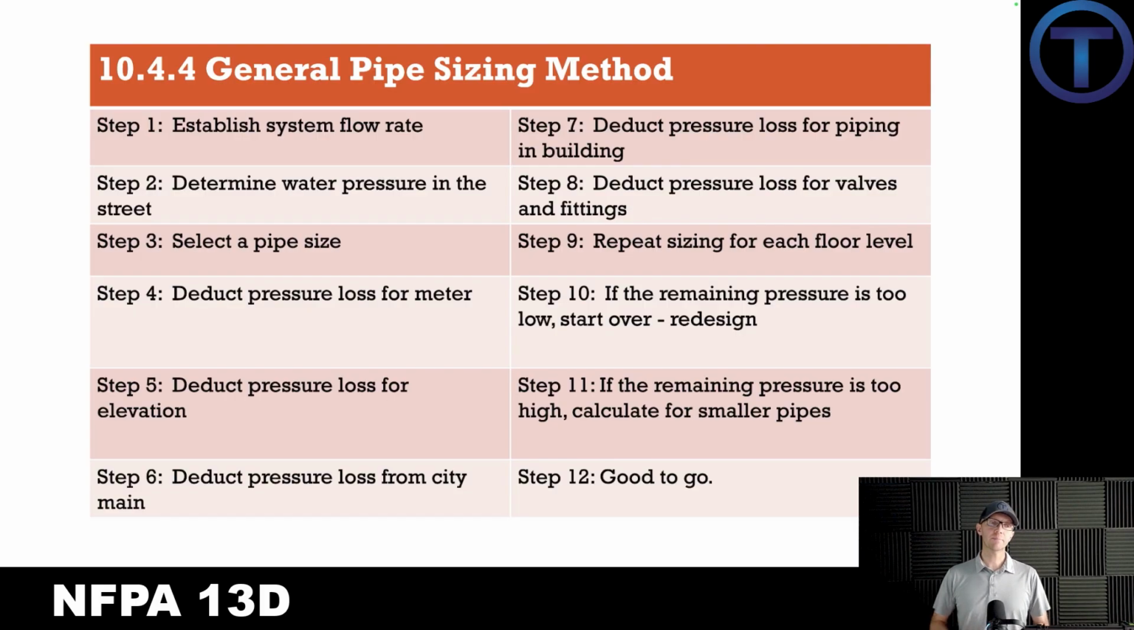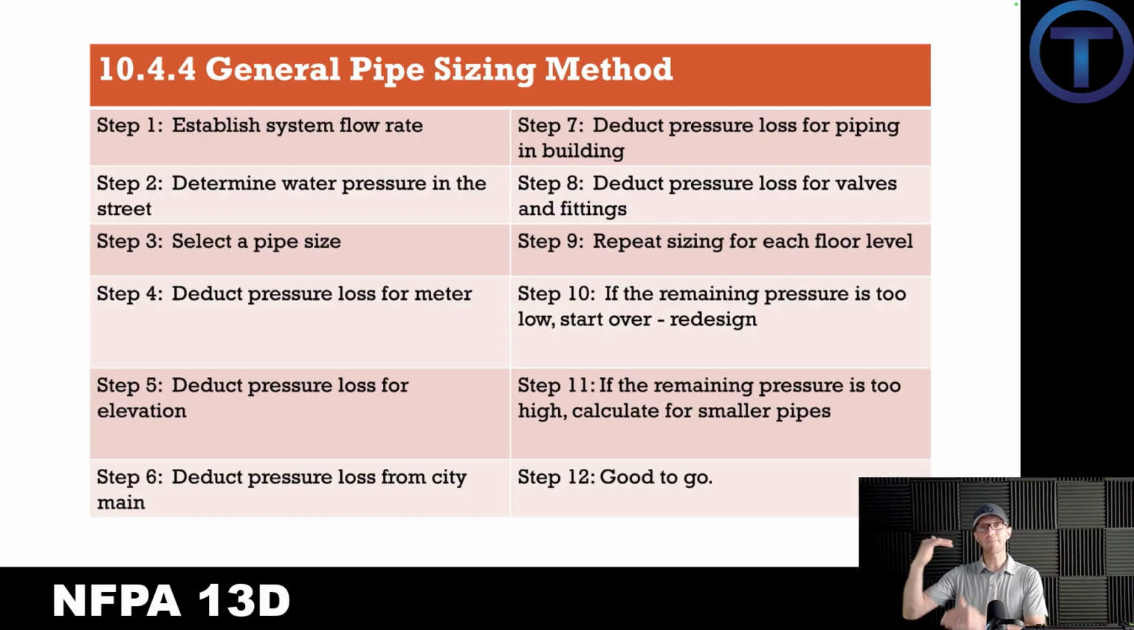Step 7, deduct pressure loss for piping in the building. Now we're actually subtracting for the friction losses inside the pipe, inside the building. Step 8, deduct pressure loss for valves and fittings. So we're subtracting off anything that water passes through, valves or fittings. Step 9, you repeat the sizing for each floor. Step 10, we determine if the remaining pressure is too low, then we have to start over, pick a different pipe size, and redesign. Seems kind of backwards. Step 11, if the remaining pressure is too high, you can calculate for smaller pipes.